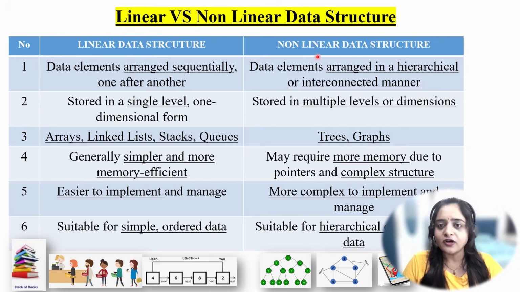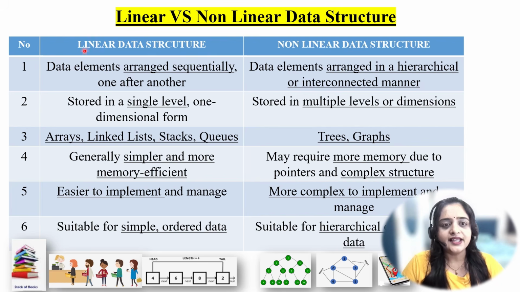Now, in non-linear data structure, all the information, all the elements are arranged in a hierarchical or interconnected manner. See here in this diagram, these are the tree and the graph data structures. All the nodes are connected with each other, like Google Map. Google Map is the best example of non-linear data structure. There are multiple nodes, like source and destination, and they are connected with each other, right?